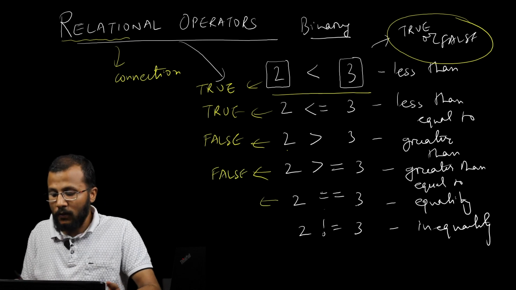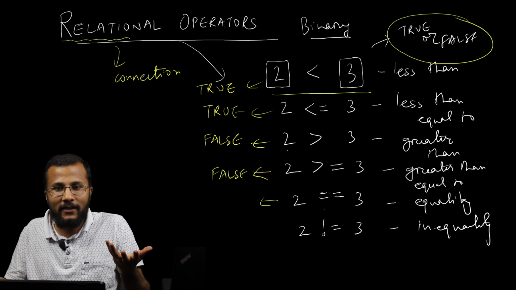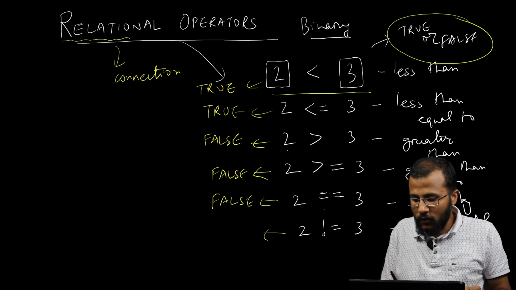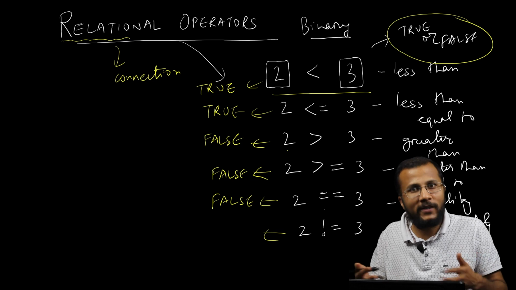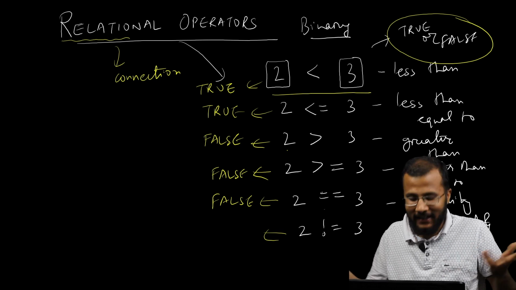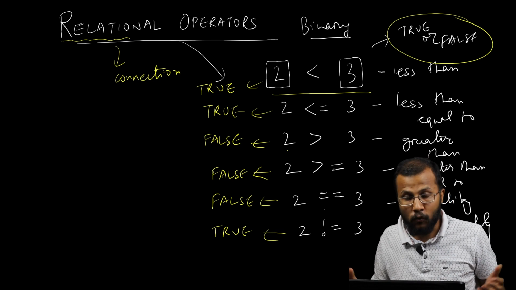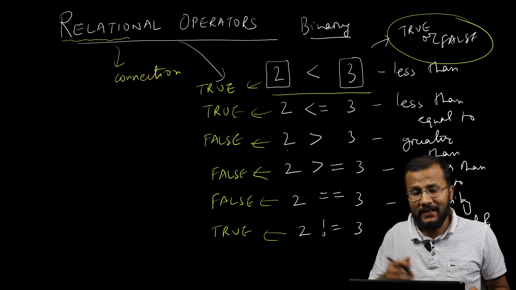Similarly, 2 equals equals 3. 2 is not equal to 3, right? So 2 equals equals 3 is false. This is not true, so this is false. And 2 not equals to 3. Obviously, 2 is not equal to 3. 2 is 2 and 3 is 3, right? So this statement is true. 2 not equals to 3 is true. This is the output for these expressions.